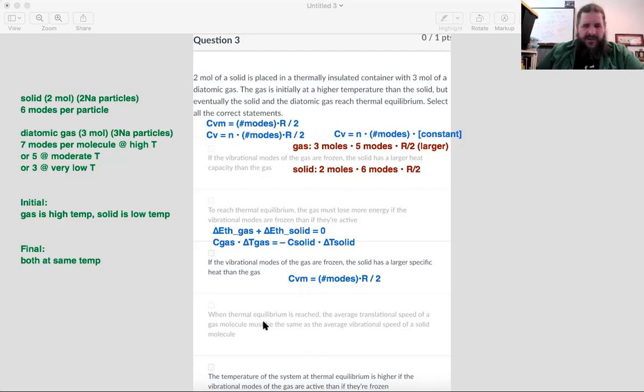When thermal equilibrium is reached, average translational speed. The whole idea of average translational speed should only depend on the temperature. Because as we saw earlier, the kinetic energy of one molecule should equal 3/2 times kB times temperature. So it depends only on the temperature. We could replace this with half the mass times speed squared, as usual for kinetic energy.